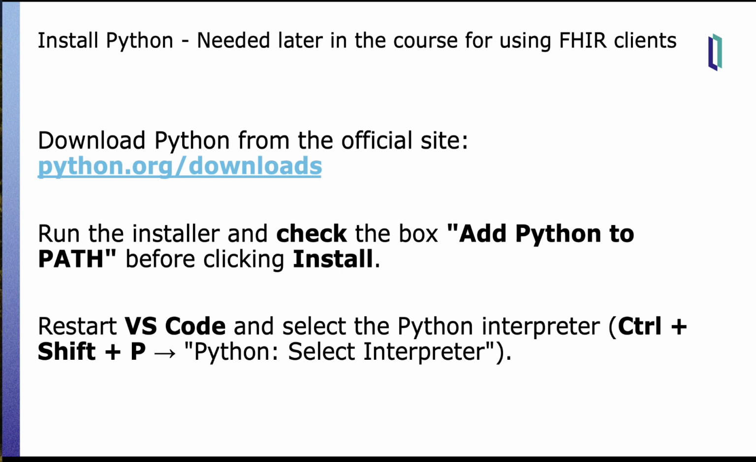In the course, we will need Python later for working with FHIR clients, automating API requests, and processing FHIR resources. To ensure that we're ready, we'll need to install and configure Python properly. We'll do this by going to the official download site for Python and then making sure that Python is on our install path and restart Visual Code and selecting the correct Python interpreter. So let's get started.